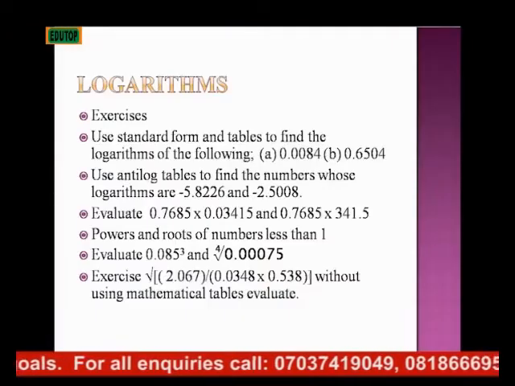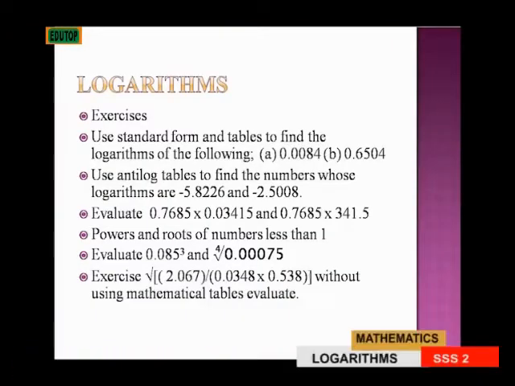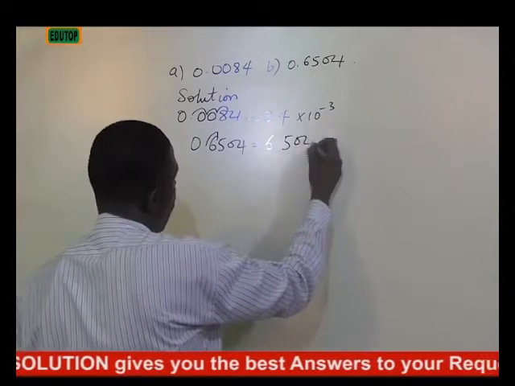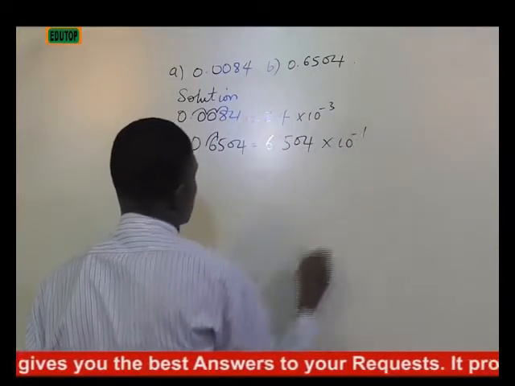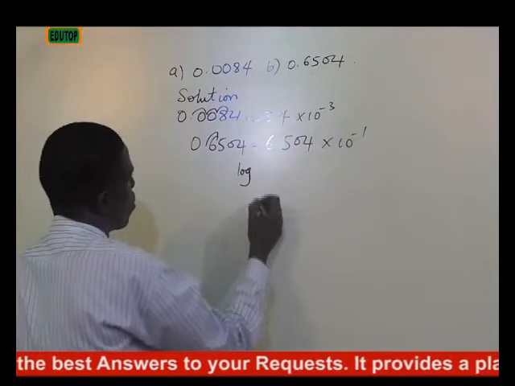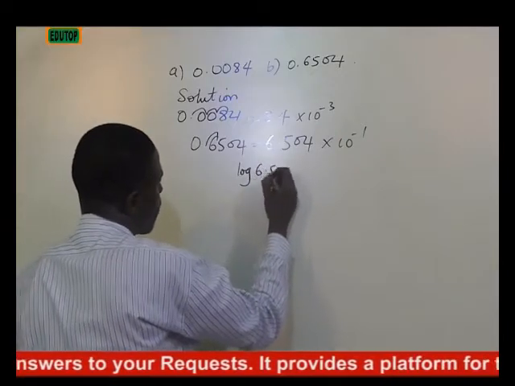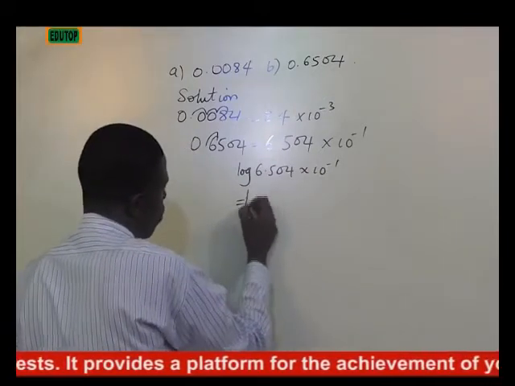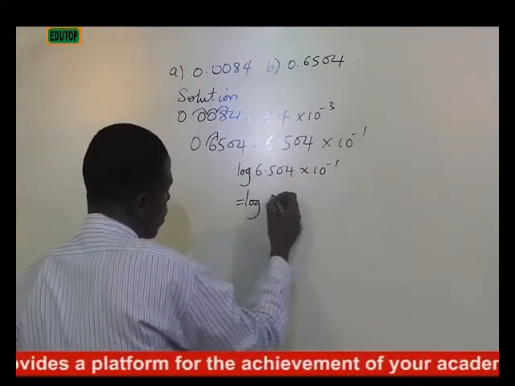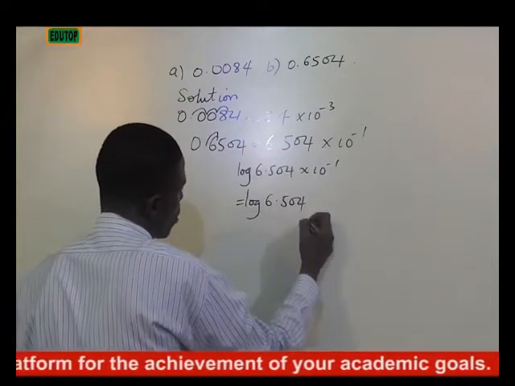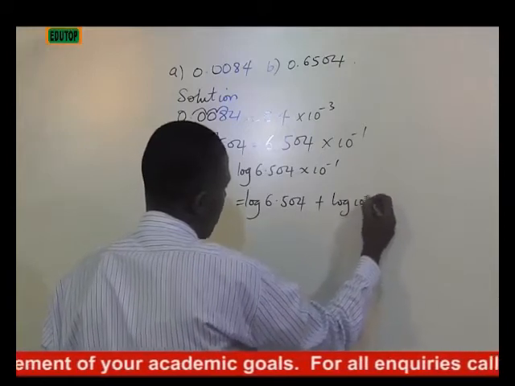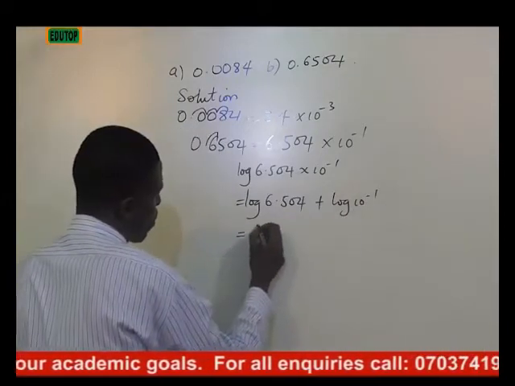The second question, which is 0.6504. To start from, you have this, just one, so you have 6.504 times 10 raised to the power minus 1. So log of 6.504 times 10 raised to the power minus 1. Applying the law of logarithm, just like the case shown above, then we have this plus log 10 raised to the power minus 1.